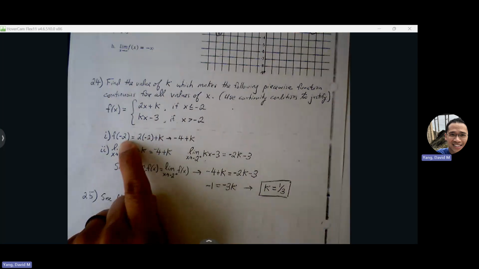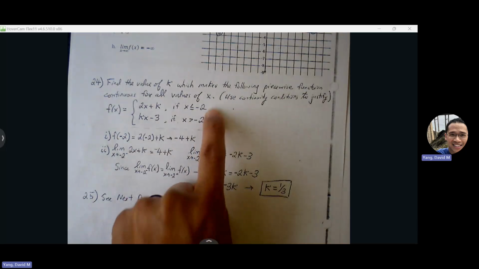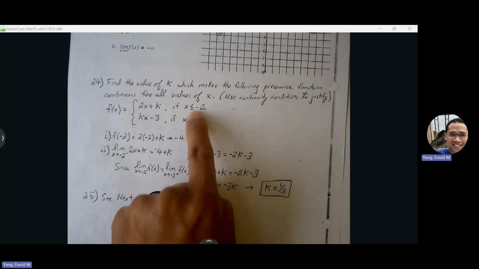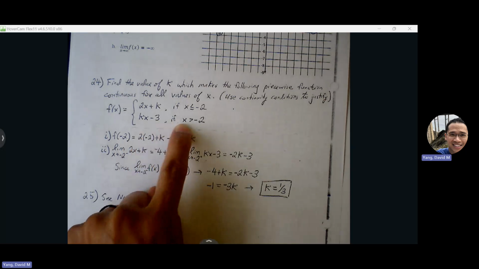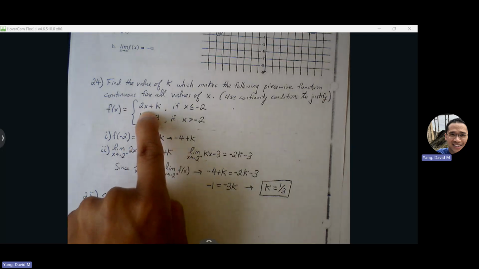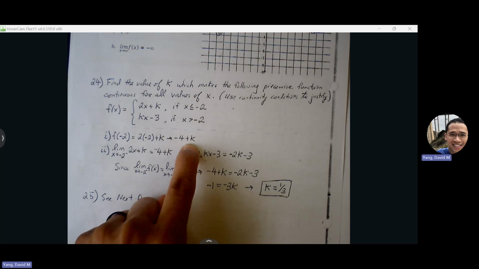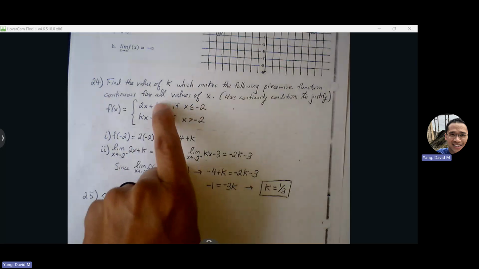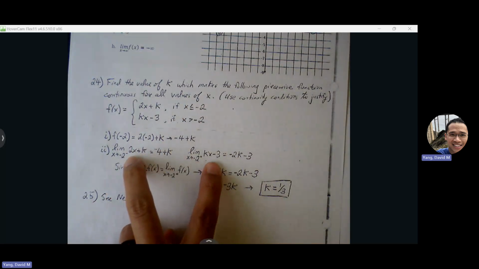So for instance here, if I want to go through the continuity conditions, I know that the x value in question is -2. So if I do f of -2, that goes into the first piece, and I get 2 times -2 plus k, -4 plus k. That's unresolved, but we keep going. Second condition, does the limit exist? We have two different functions split on either side of -2. So I do have to rely on one-sided limits.